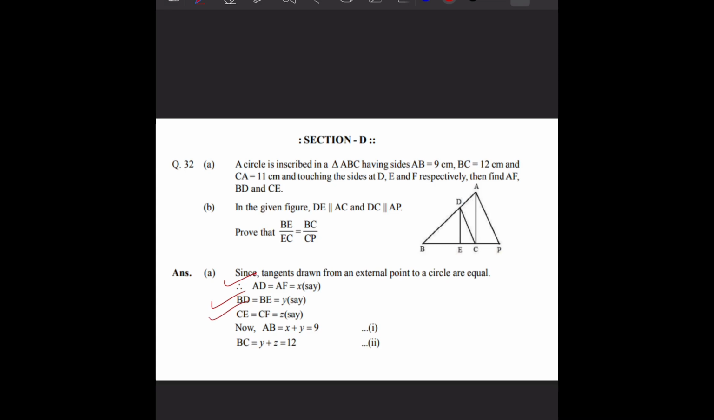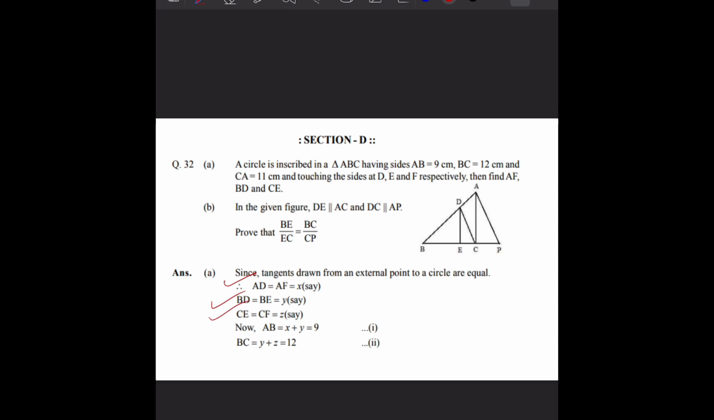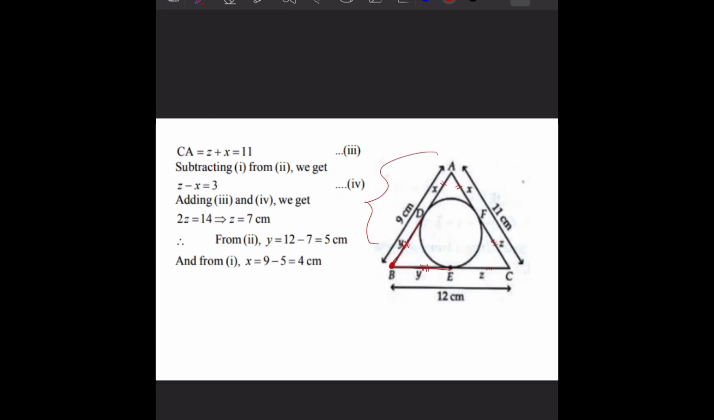What is AB? AB will be x plus y, and x plus y equals 9. What is BC? BC will be y plus z, which equals 12. And what is CA? z plus x equals 11. If all three equations are solved simultaneously, you will get the values of x, y, z. What is the value of x? 4. What is the value of y? 5. What is the value of z? 7.